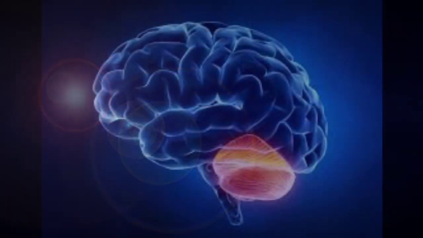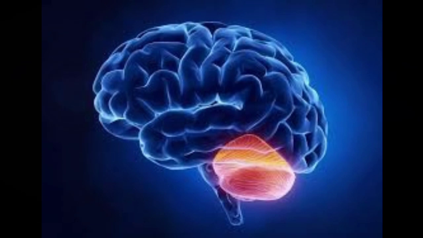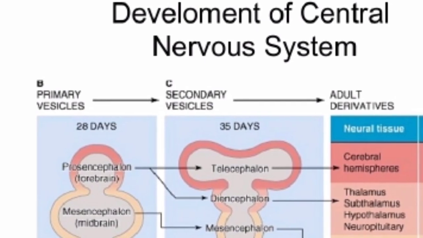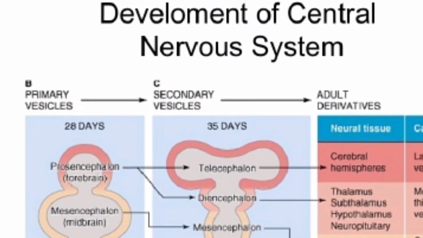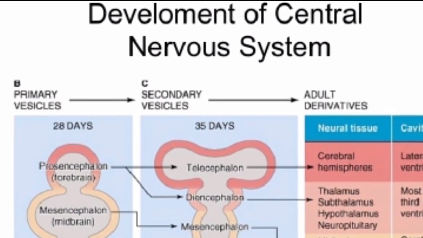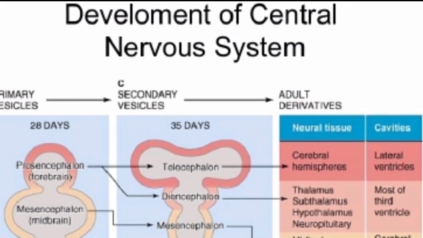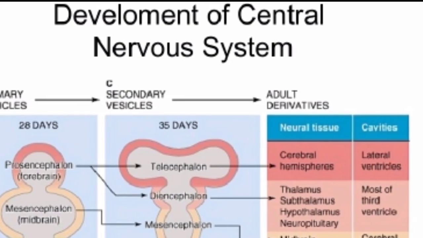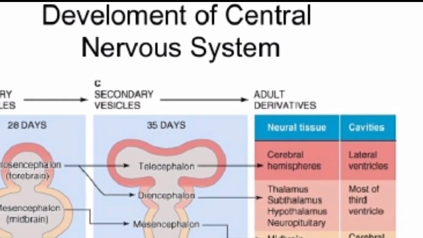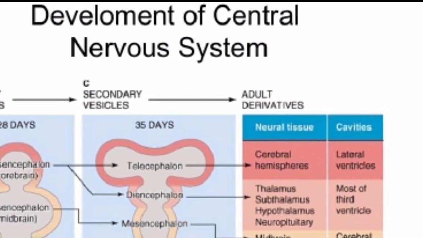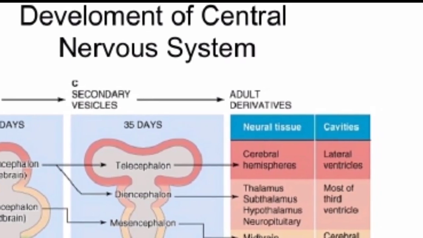And before we study anything, it's better to know a little bit about the development of the cerebrum. By the end of the 4th week of embryonic life, a prosencephalon or forebrain is formed, and by the end of the 5th week, the prosencephalon differentiates into telencephalon and diencephalon, and our cerebral hemispheres are adult derivatives of this telencephalon.